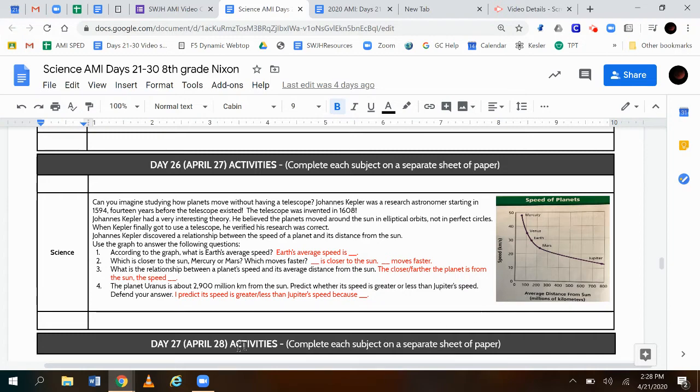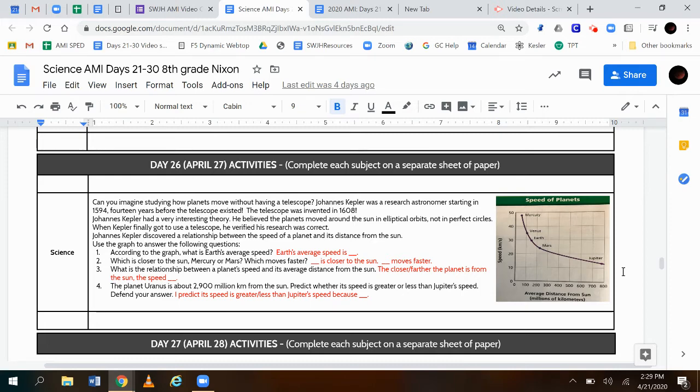Let's look at number 4. The planet Uranus is about 2,900 million kilometers from the sun. Predict whether its speed is greater or less than Jupiter's speed. Defend your answer. So they don't have Uranus on here because, as we know, it's further out in the solar system, but you do have Jupiter here. And so you know where it's in relation to Jupiter. It's going to be out here somewhere. So that would be a good way to be able to figure that out.